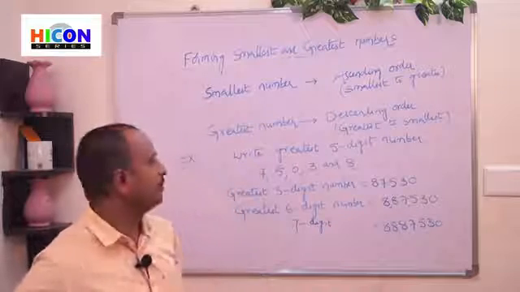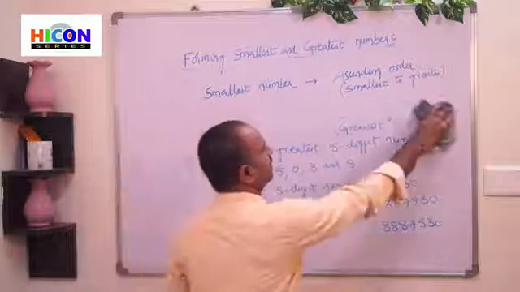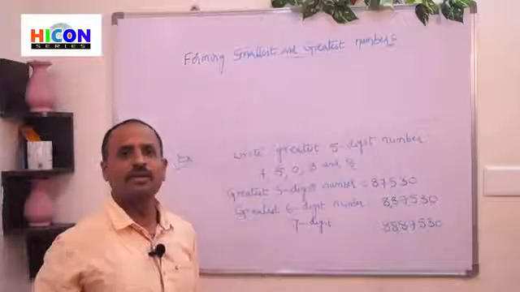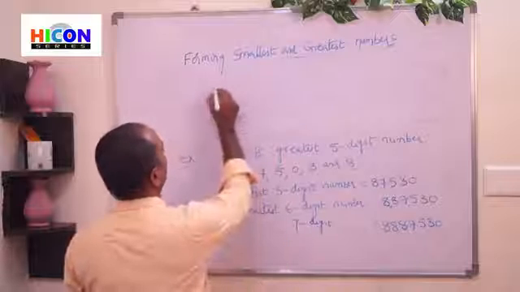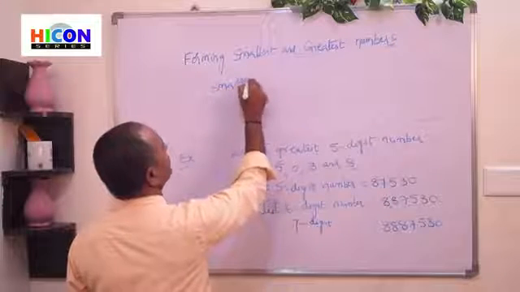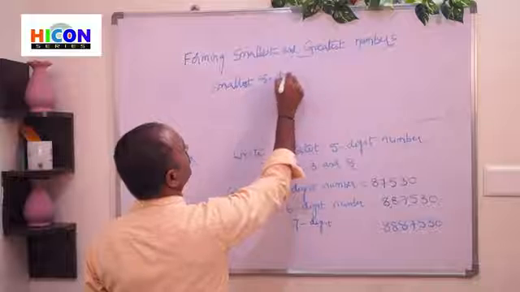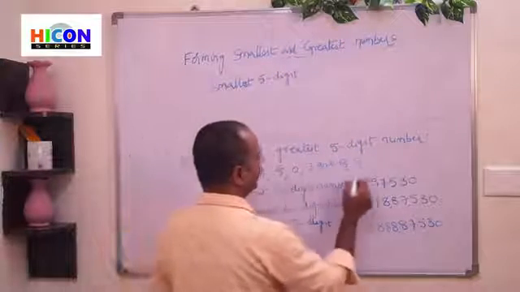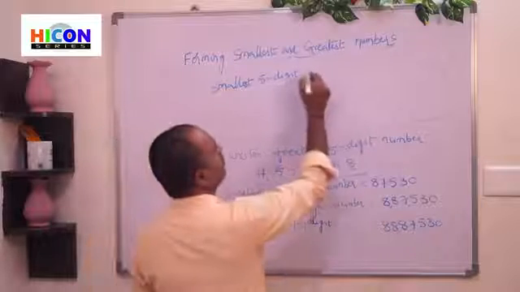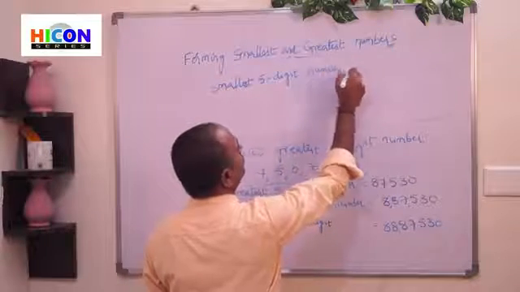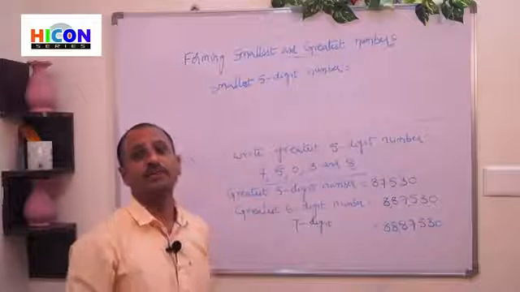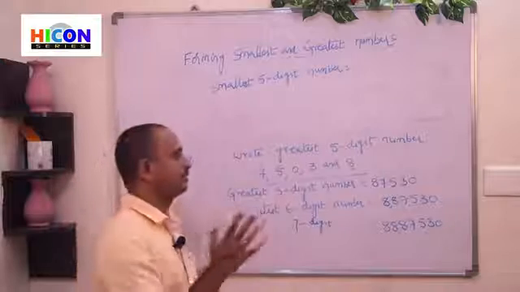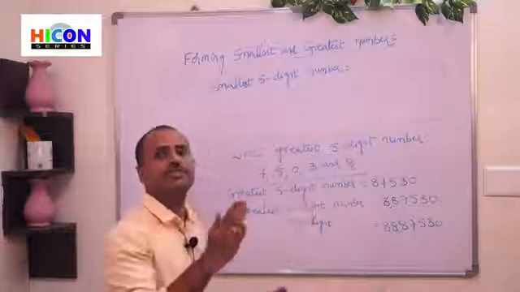The smallest number can be obtained by arranging the given digits in ascending order. Write the smallest 5-digit number by using these 5 digits. We can obtain the smallest 5-digit number by arranging the given digits in ascending order, that means arranging the given digits from smallest to greatest.